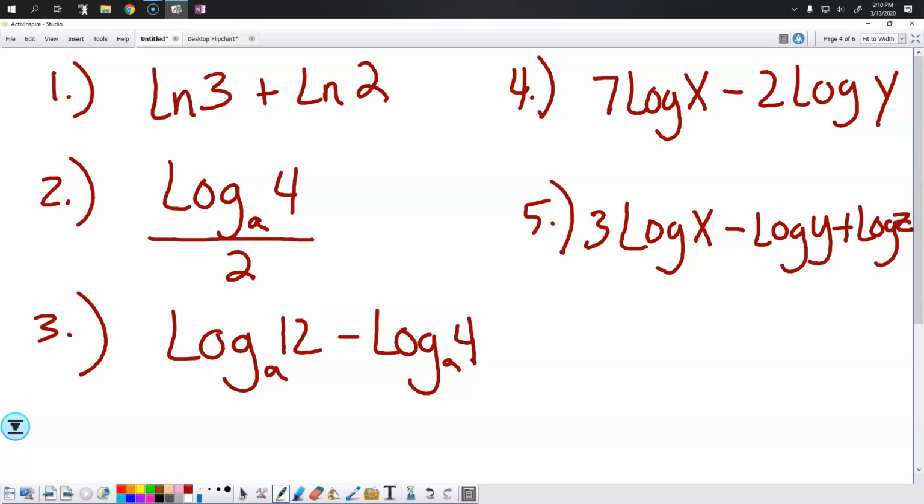Okay, there you go. 5 problems for you. Show me what you got. But then y stay negative. Oh, wait. No, it's not negative. It just goes to the bottom.